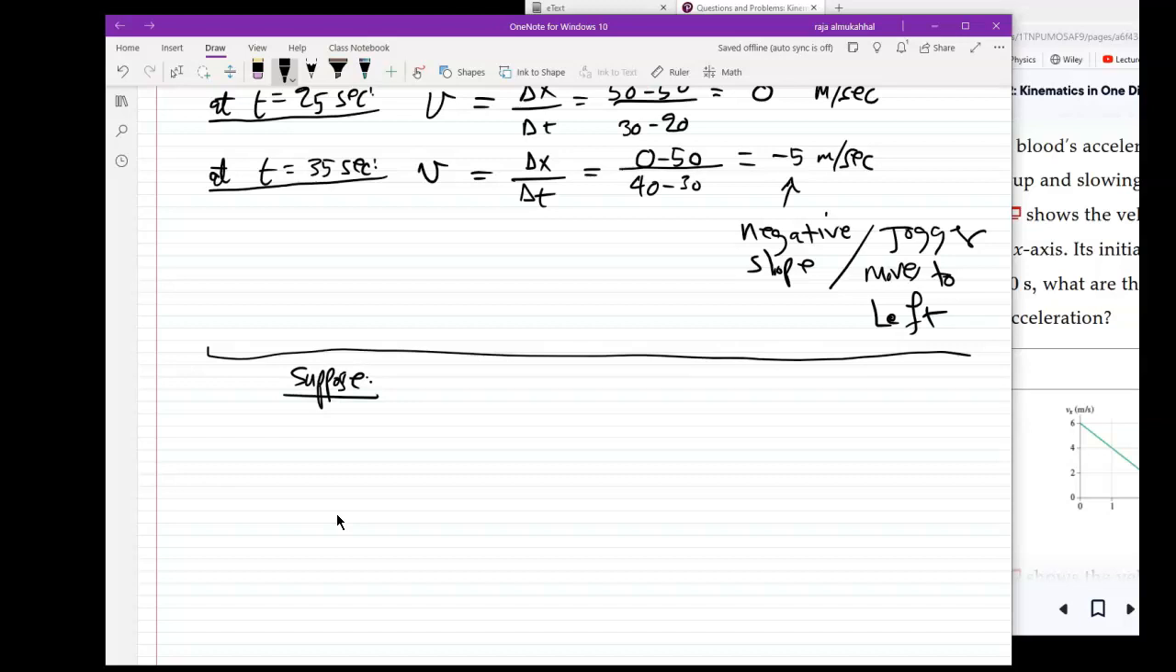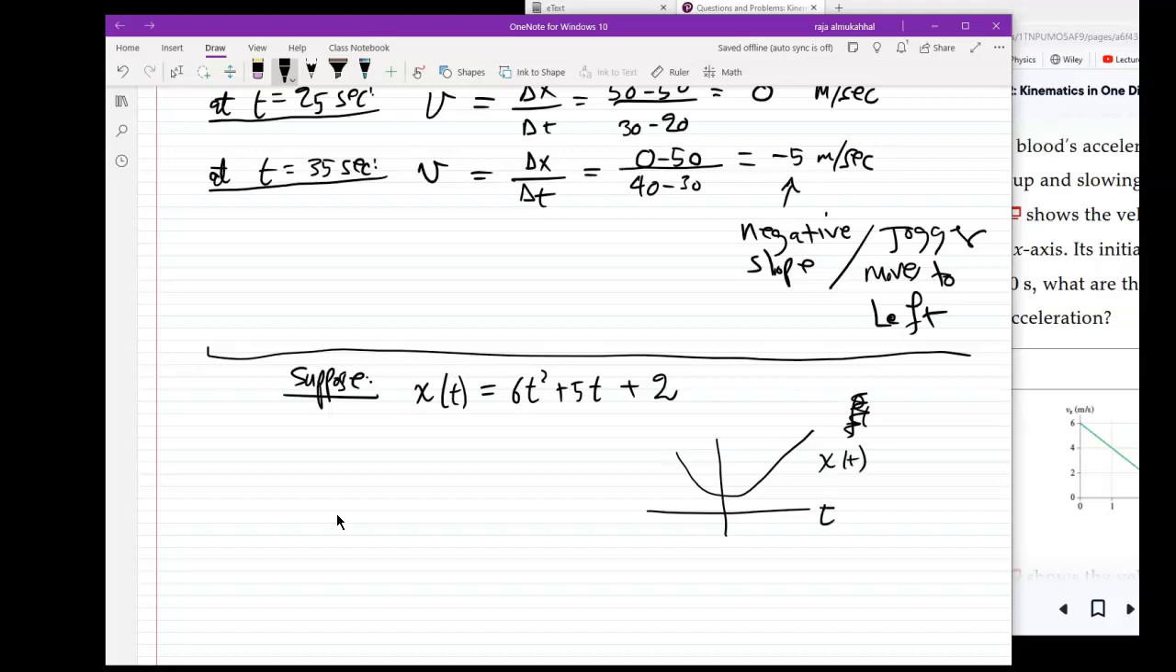a position vector, or let's just say a displacement function, x of t equals 6t squared plus 5t plus 2. What is that? That's a displacement function, or a distance function. What that means is, let's suppose I have an object, and the motion of that object is described by this function, f of t. I should call it x of t, sorry. Well, this is the time axis, and this is the x of t here.